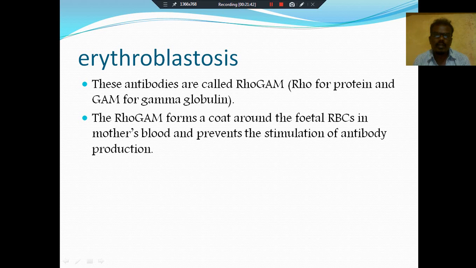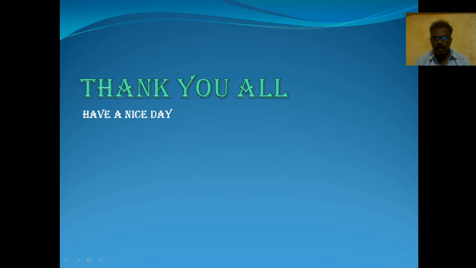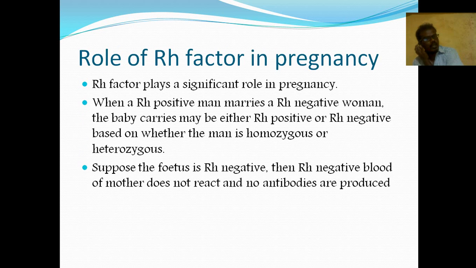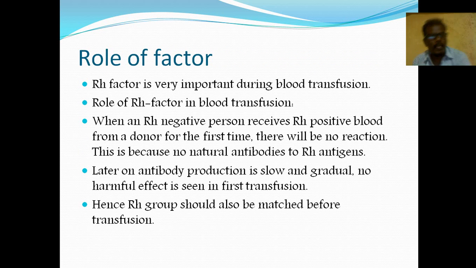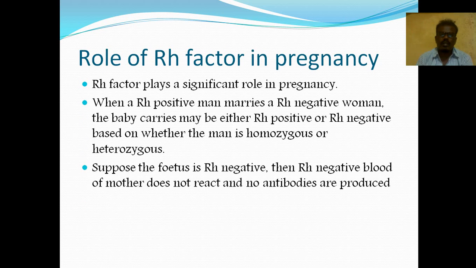So this is erythroblastosis. It is very, very important. Clear? The point is the first pregnancy will be normal. The first baby will be normal because at the time of the first pregnancy, antibody production is very less.